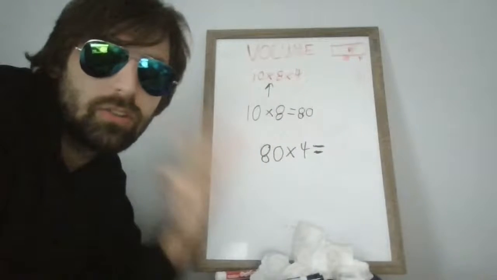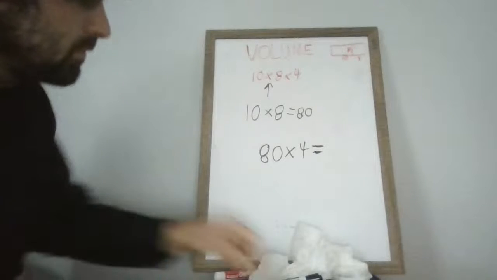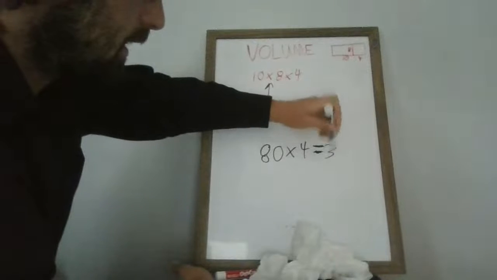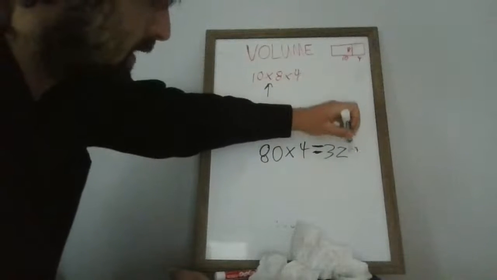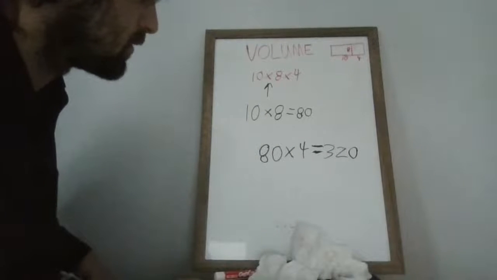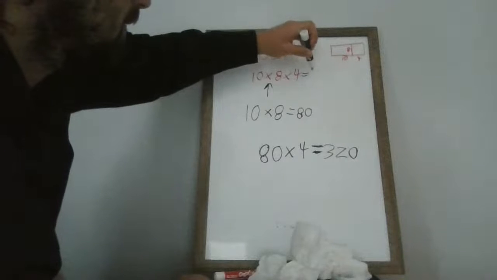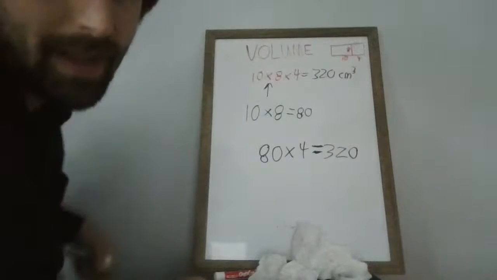8, 16, 24, 32. 8 times 4 is 32. And since we're multiplying 80 times 4, what we're going to do is we're just going to add a 0 to our answer. If we add a 0 to our 32, we have 320. And 320 centimeters cubed is the volume.